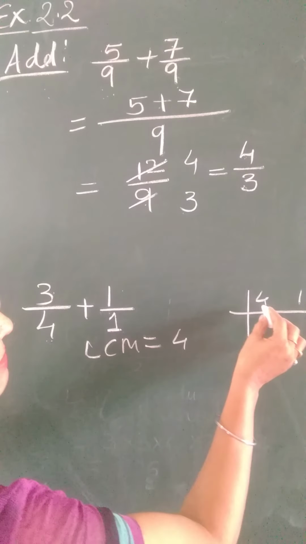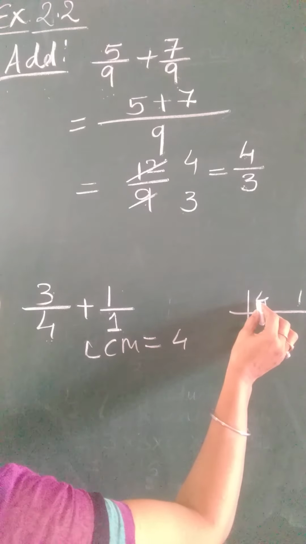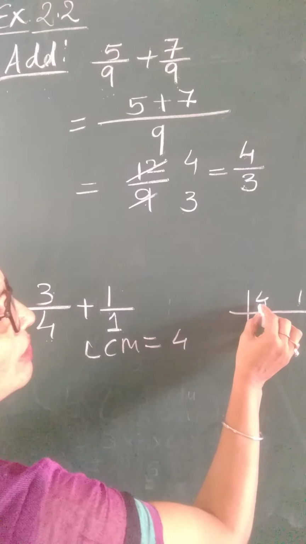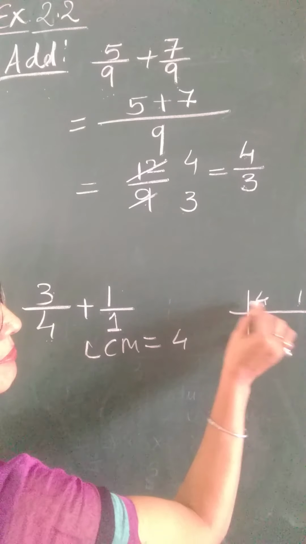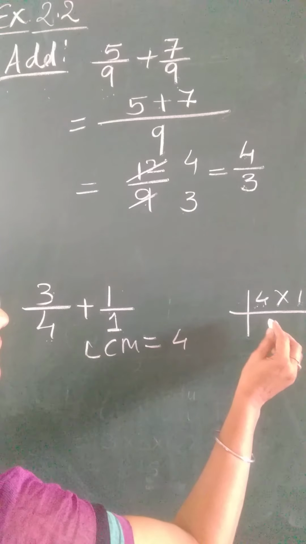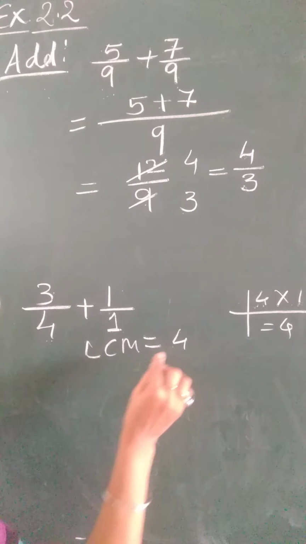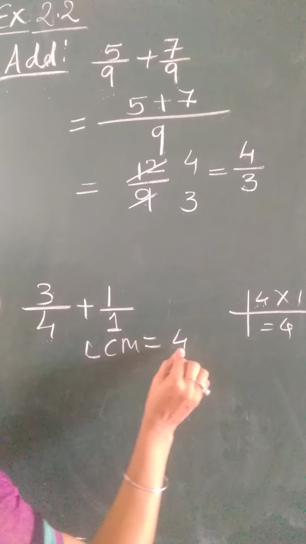This 4 is divisible by 4. But can we divide this 1 by 4? No. So when at least two numbers are not divisible by the same number, in that case you have to multiply these two denominators. So 4 ones are 4, that is the LCM. It means what? Now in the denominator you want 4.